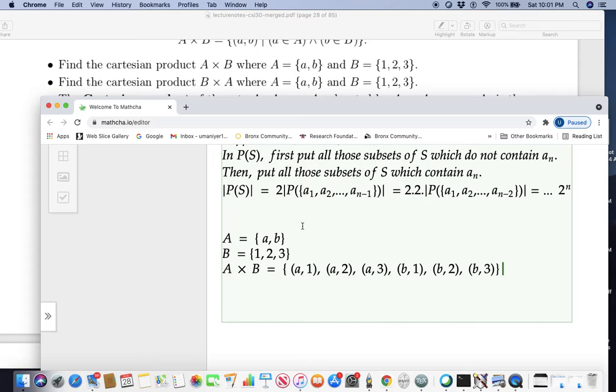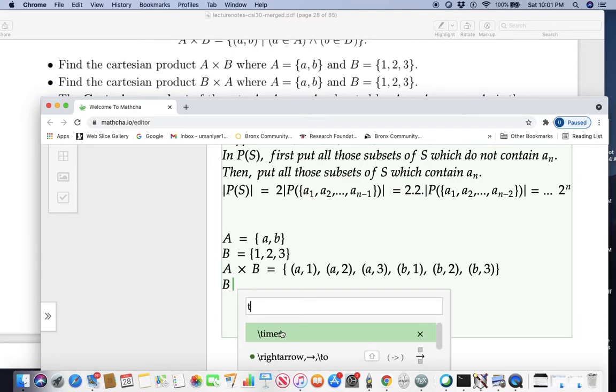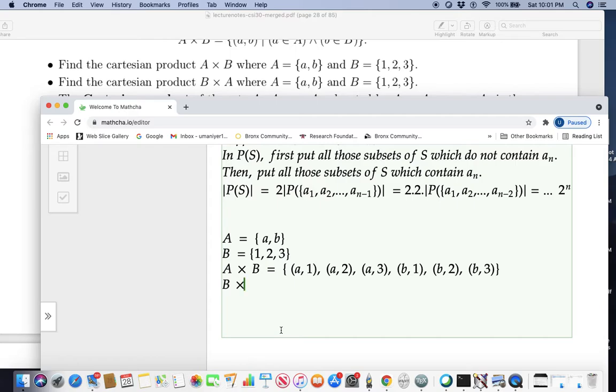What about B cross A? Order matters. Now we want to put in pairs where the first entry is from B.